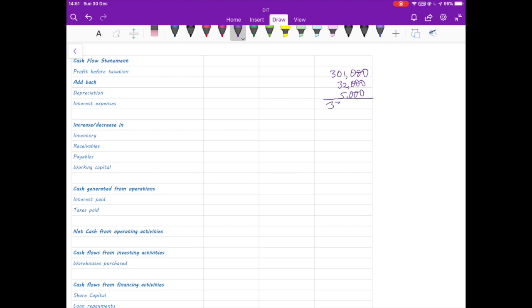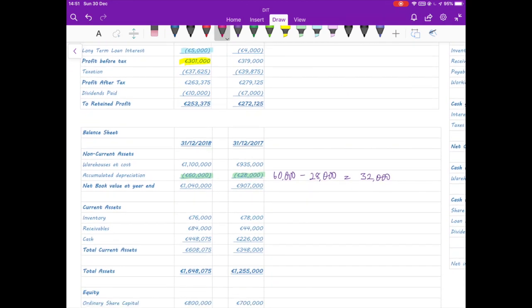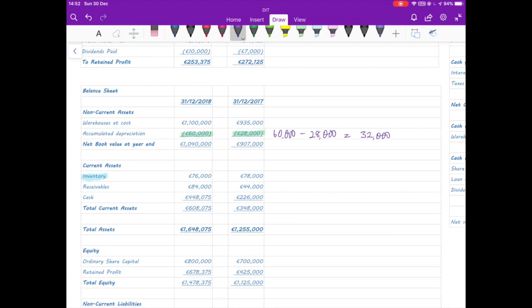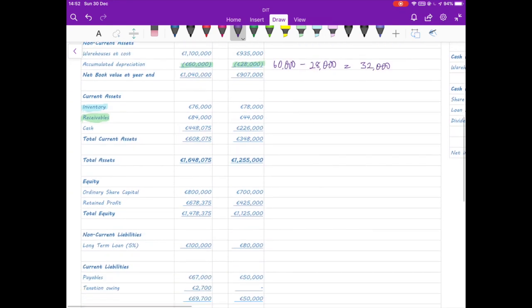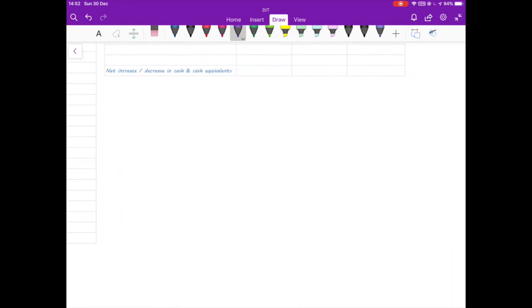This then gives us our starting figure of €338,000. So next we will need to find the changes in inventory, receivables, and payables. Both the inventory and the receivables will come from the current assets. So we take each of those figures over. And in this case, we have 76,000, 78,000. We then go back for the receivables out of the current assets, which is 84,000 and 44,000, and we slot them in as well. Then we go and get the payables as the last figure there and bring that through to the cash flow statement as well.